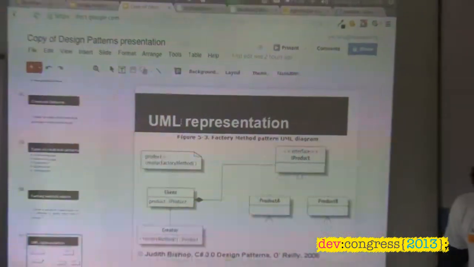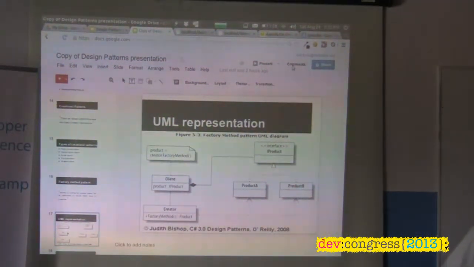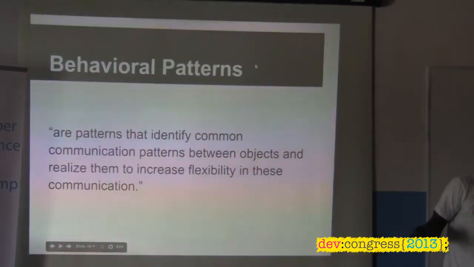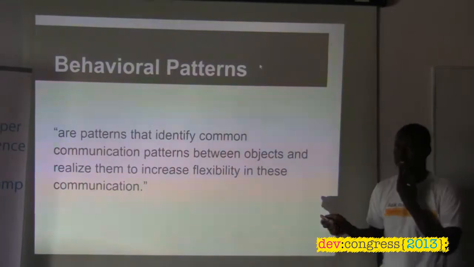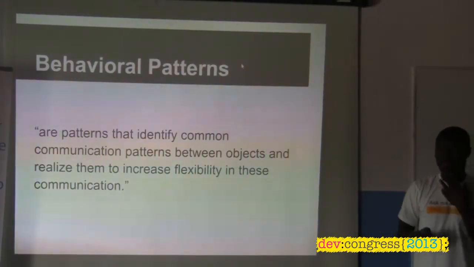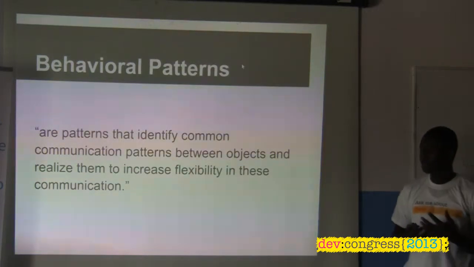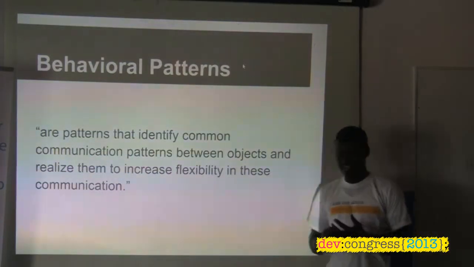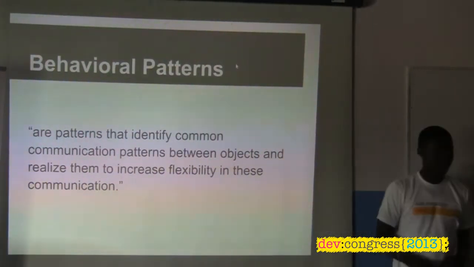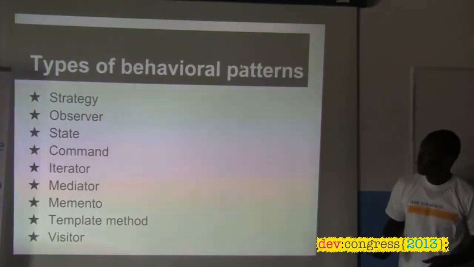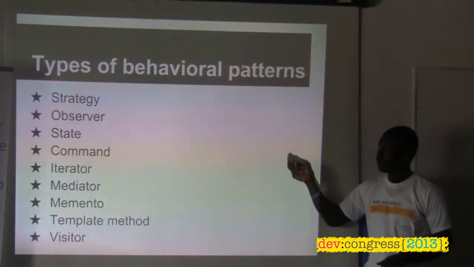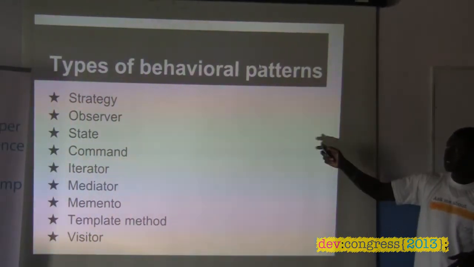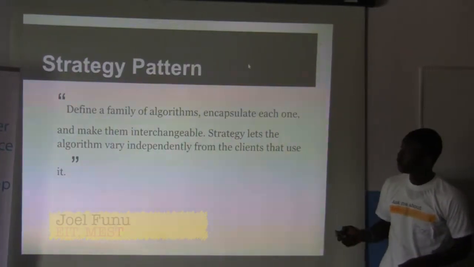So let's move on to behavioral patterns. Behavioral patterns only check for how objects communicate with each other, right? They make sure that the way objects communicate with each other is very efficient, and a change in one object wouldn't affect the other, so that they move smoothly. And these are the various types of behavioral patterns. There are, amongst others, strategy, observer, state. But I'll touch on the strategy pattern briefly.